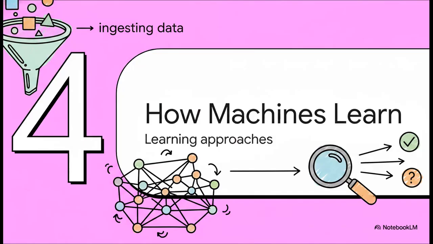All right, section 4. How machines actually learn. So we know the types of supervision, but now we need to look under the hood to understand the actual mechanics and learning approaches these systems use to ingest data and make their predictions.